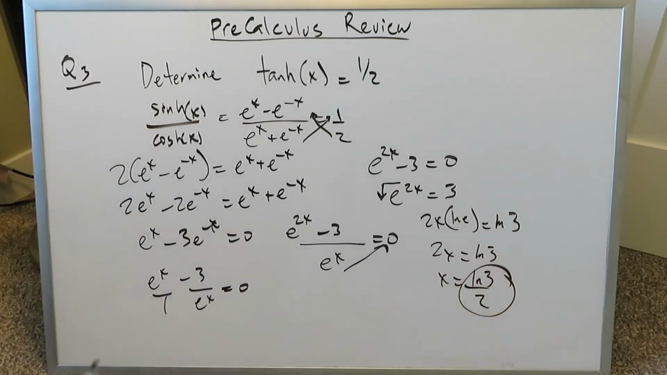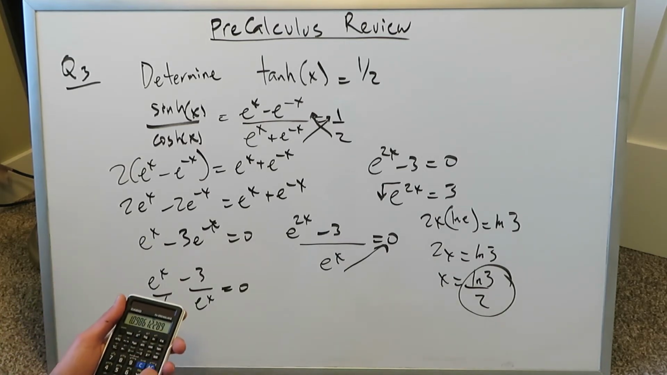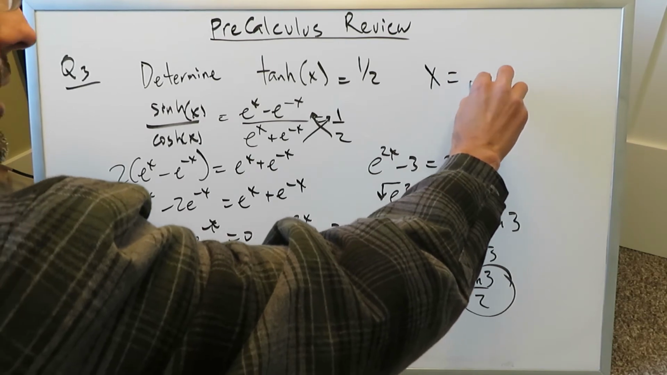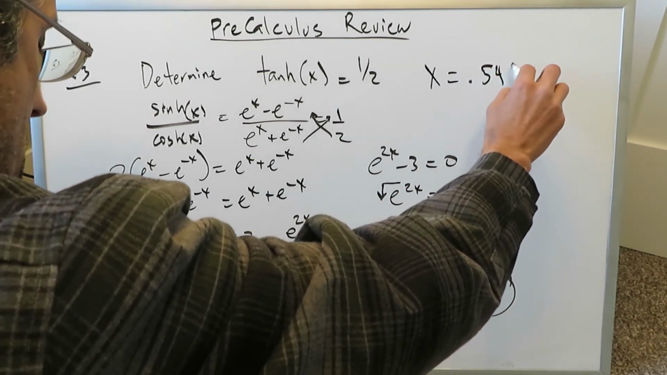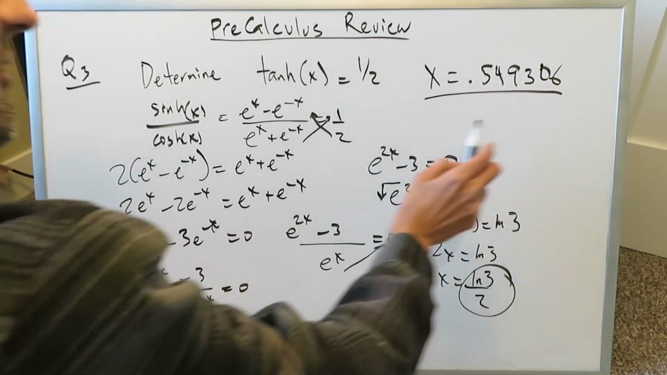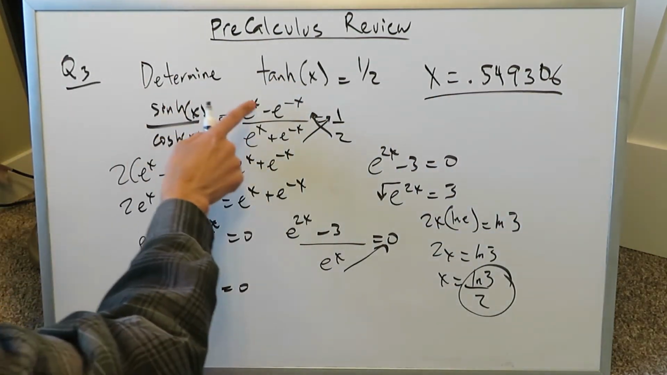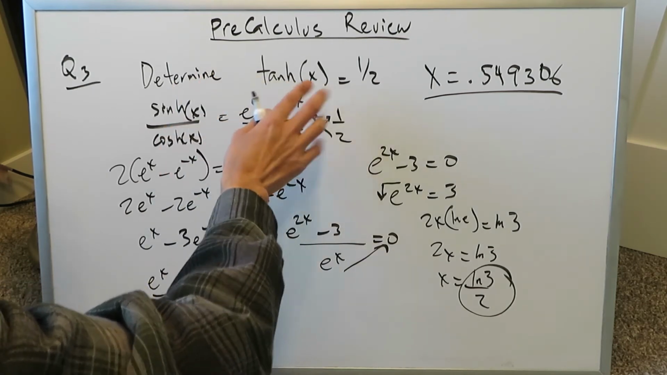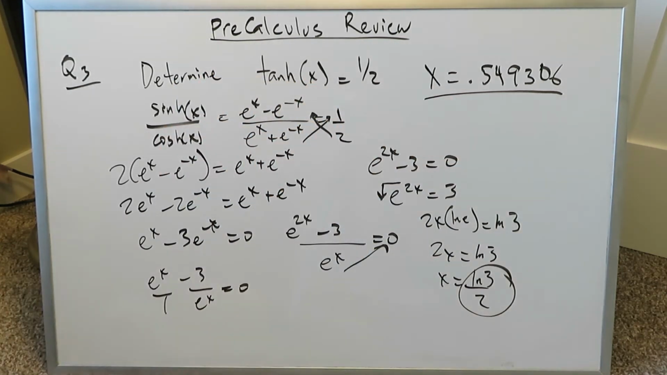But we can also express this in a good decimal answer, natural log 3 divided by 2, and we can say over here x will equal 0.549306. And this, if you plug it in place of these x's here in this expression, or if you have your scientific calculator with the hyperbolic functions in it, this answer here would be right.